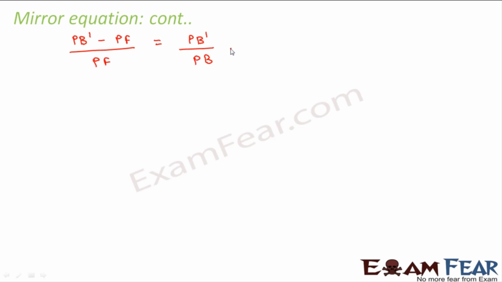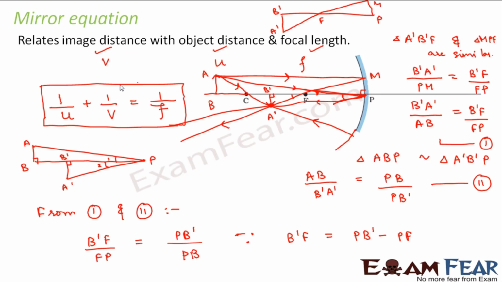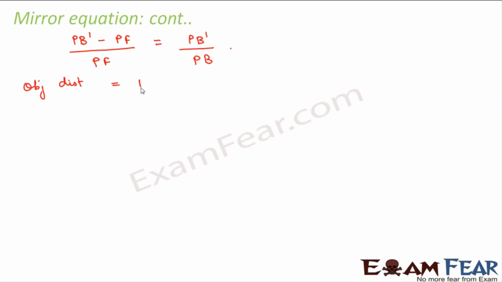Right? Now if you look at the figure, what is my object distance? Object distance is the distance at which the object is located. The object is located at this distance. So the distance PB is the object distance. Image is formed at B'. So the distance PB' is the image distance. So the object distance is PB, which is denoted by u, and what would be the sign? The sign would be negative because it is towards the left hand side of the pole.